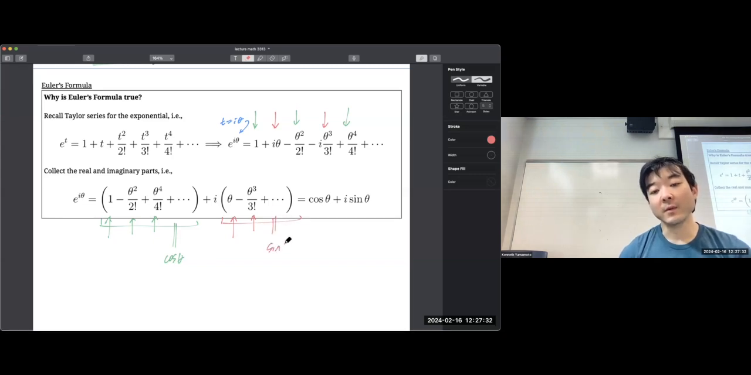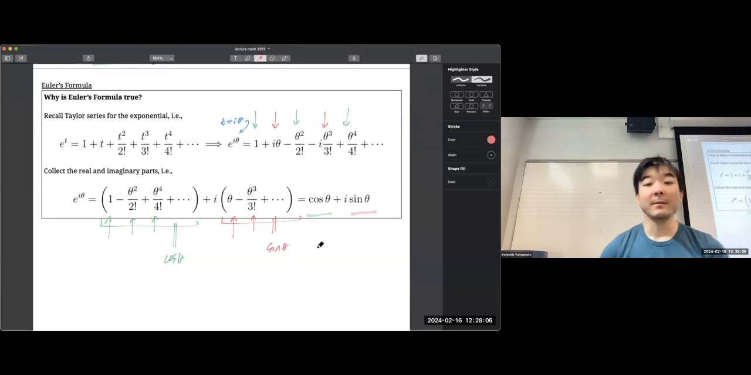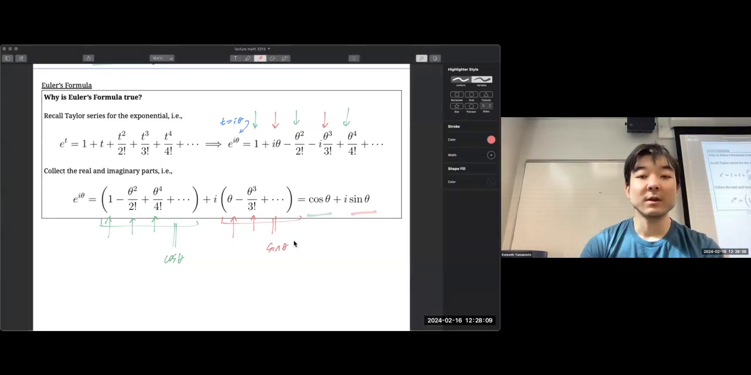All I did up here is that all the green ones are the real terms in the Taylor expansion, and all the red terms are the imaginary. They have i's. That's why there's a factor of i out here, because theta has an i on it, and this one, i theta cubed over 3 factorial, has an i on it. And so if all these terms are the Taylor expansion of cosine and all these terms are the Taylor expansion of sine, then that means this is equal to cosine theta plus i sine theta. That's just if you wanted to justify where Euler's formula comes from.